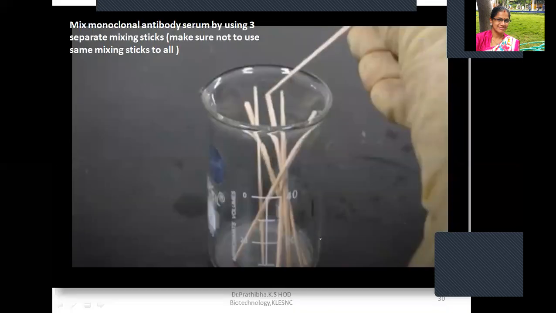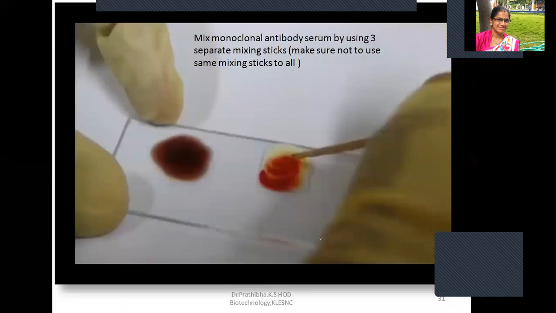Next, you are going to collect the mixing sticks or applicators. Mix the monoclonal antibody serum using three separate mixing sticks. Make sure not to use the same mixing stick for all. If you use the same mixing stick, you are going to contaminate and you may not get the result properly.